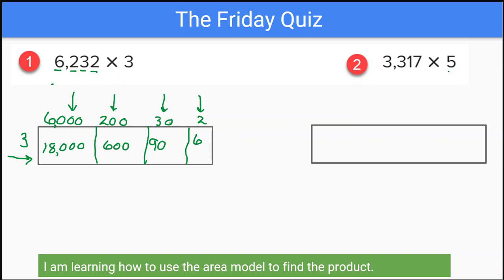All right, well, the same thing is true for this one. We're going to put the 5 right here. And this is going to be 3,317. That's 3,000 plus 300 plus a 10 plus a 7. Okay, and you're going to divide it up like that right there. All right, well, that's enough of a hint for you. You can figure this out.